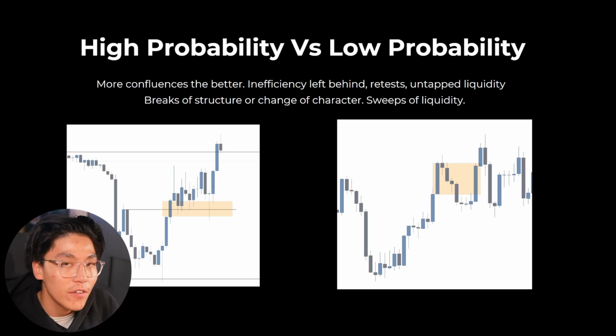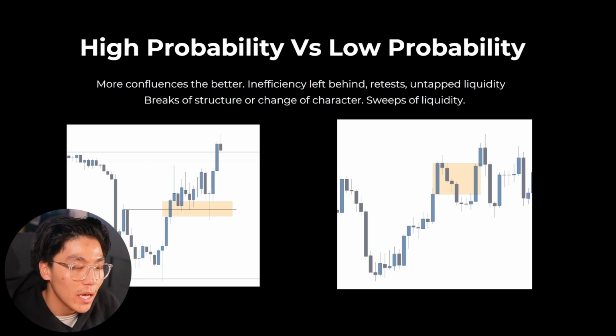So when I'm talking about inefficiencies left behind, I want to see an imbalance. I want to see a fair value gap. I want to see some sort of inefficiency, which gives me displacement, right? If we have displacement, that means it's a high probability chance that it's going to come back, and we're going to use that level as continuation towards the upside or downside.